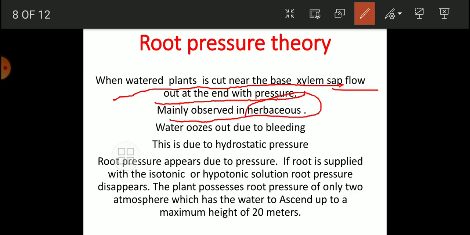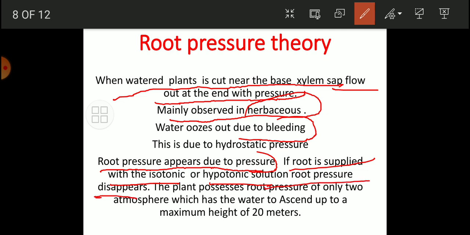That is, water oozes out due to bleeding or due to some injuries. According to this theory, root pressure appears due to the pressure. If the root is supplied with an isotonic or hypotonic solution, root pressure disappears. Isn't it? Disappearance of root pressure occurs when we supply isotonic or hypertonic solutions.